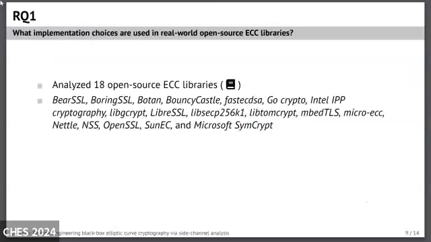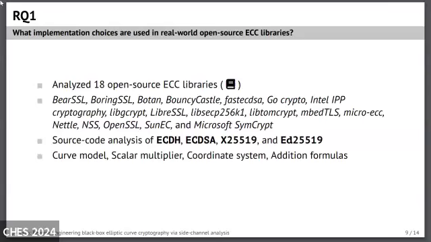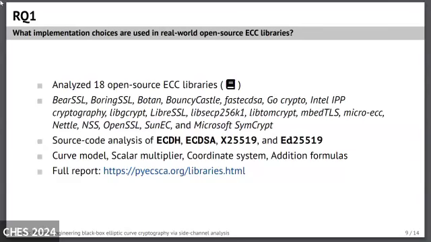So what we did, we analyzed 18 open source ECC libraries. You can see them there. You can probably also find your own popular library there. And we did source code analysis of these 4 primitives. This is really the only focus of our paper, nothing more fancy. We looked at which curve model they used, which scalar multiplier, which coordinate system, and which addition formulas. You can find the full report on this link. It was a lot of work, probably weeks of going through this code. It's very complicated code. It gets messy.